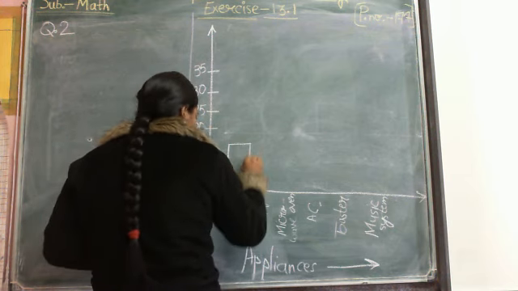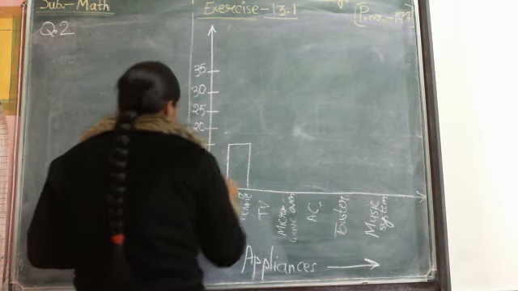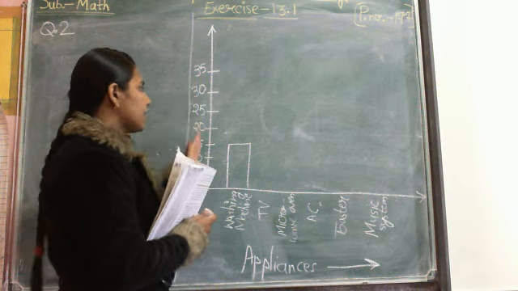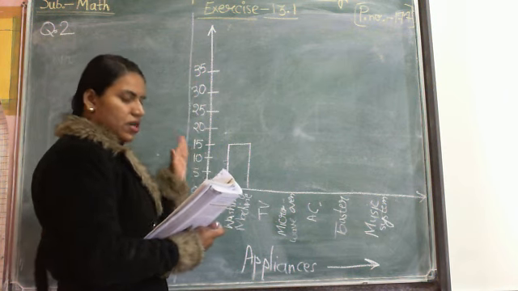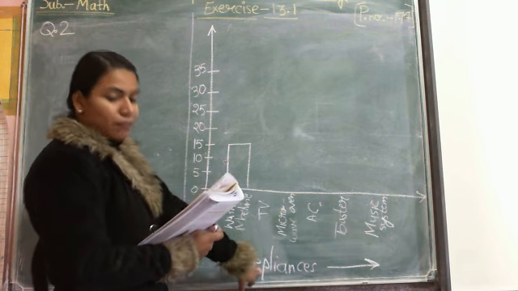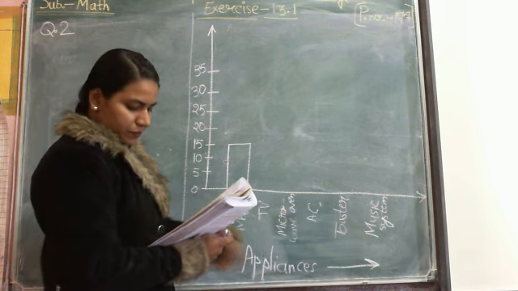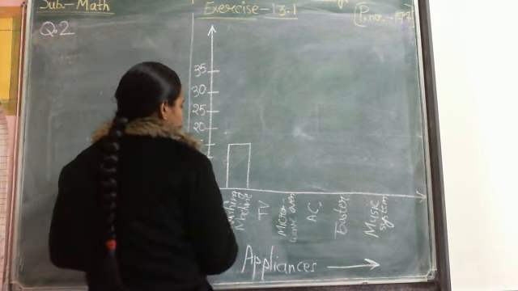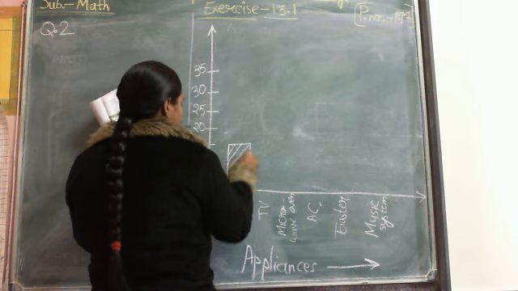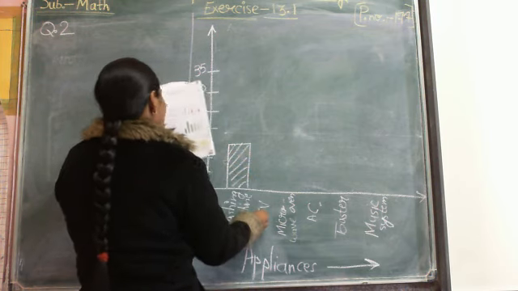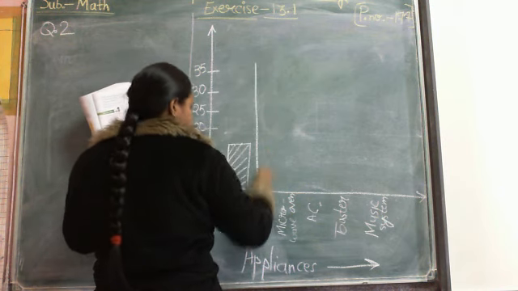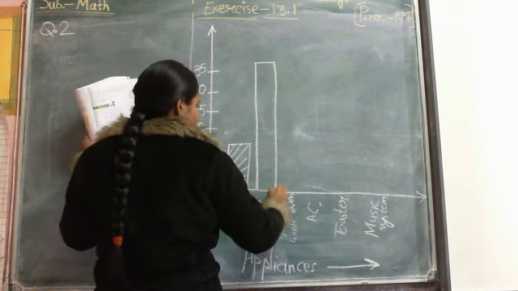Washing machines. In the bar graph, the vertical line represents the number of appliances sold and the horizontal line represents the appliances sold in the month. So, how many washing machines were sold? 15 washing machines were sold. TV, how many TVs were sold? 35. 35 TVs were sold.